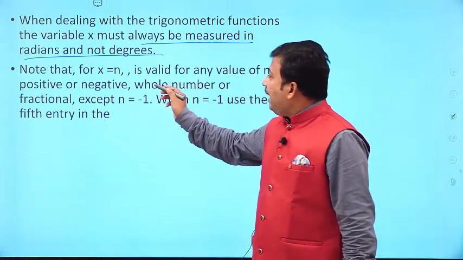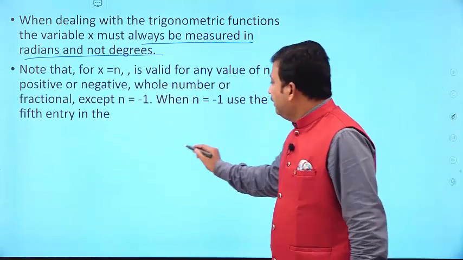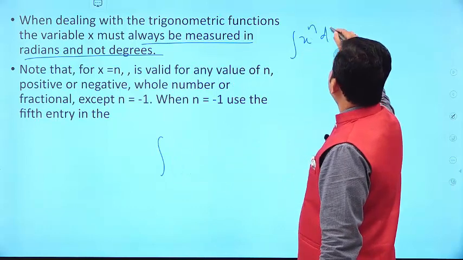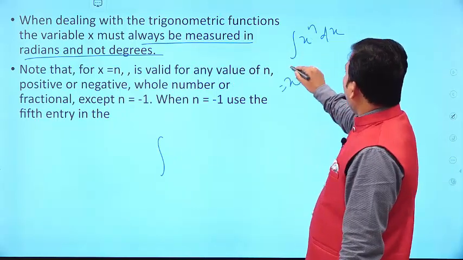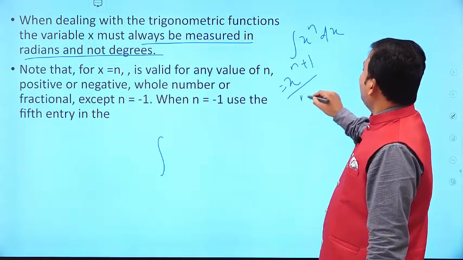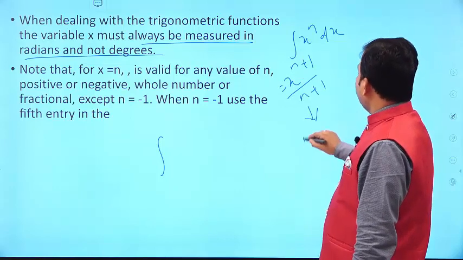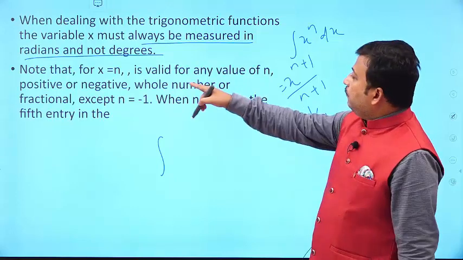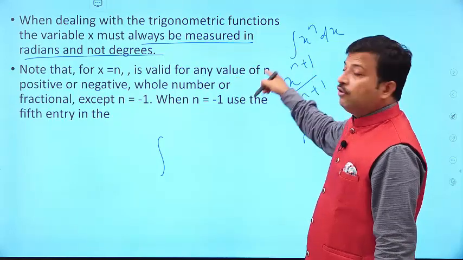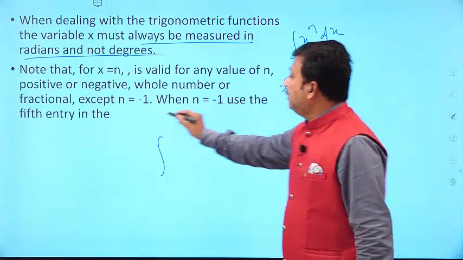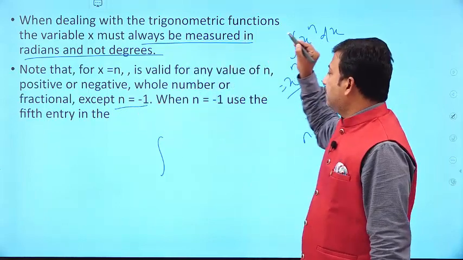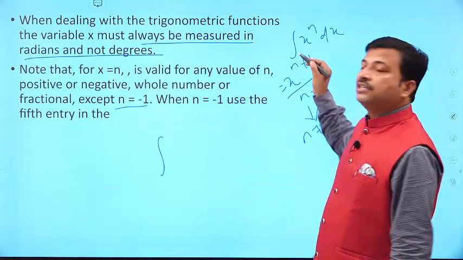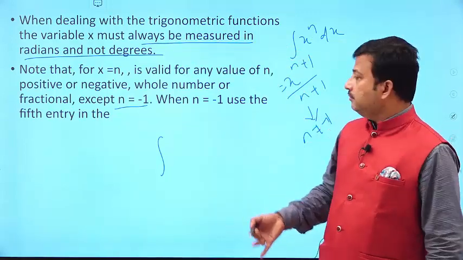The formula is valid where integration of x to the power n dx is equal to what? X to the power n plus 1 by n plus 1. So this n is not equal to minus 1. Yes or no? Right? It is valid for any value of n except n equal to minus 1, because it gives infinite, undefined. Right?